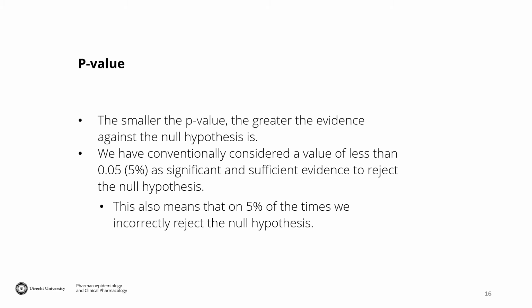And by convention, or what we have done throughout time, typically we have considered a value less than 0.05, or 5%, as significant and sufficient evidence to reject the null hypothesis.